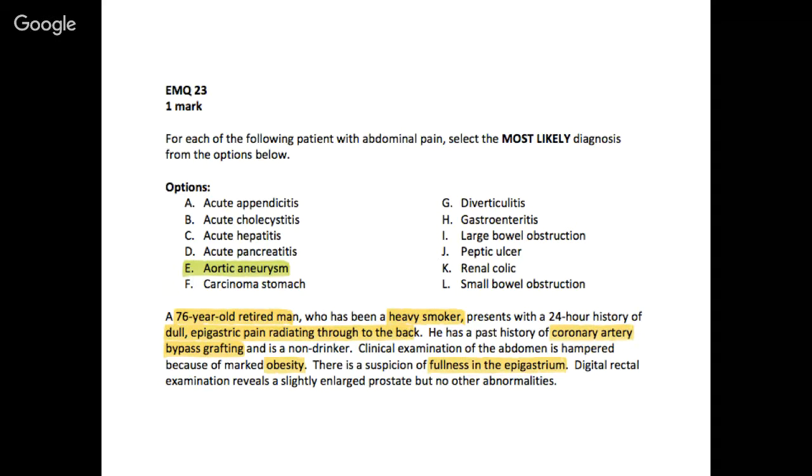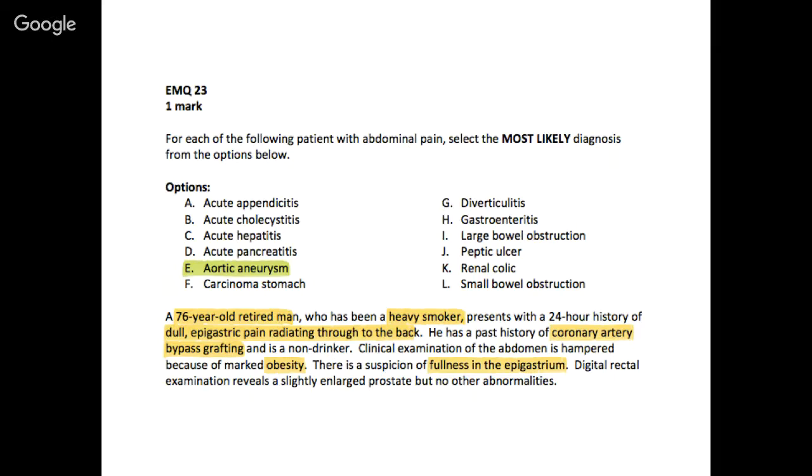So the epigastric pain radiating through the back could be pancreas because it's a retroperitoneal organ. Could also be a peptic ulcer that's burst. The reason I think this is an aortic aneurysm is they've specifically mentioned vascular risk factors in the question. Okay, this is my personal opinion. This one's been a little bit controversial, but this is why I think this is aortic aneurysm. They've mentioned specifically the CABG.